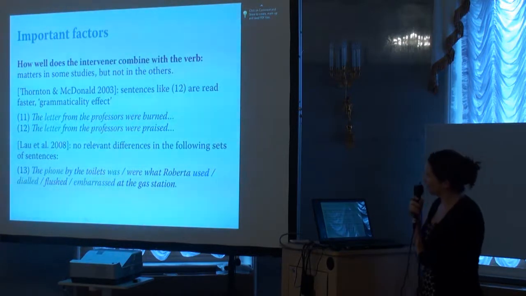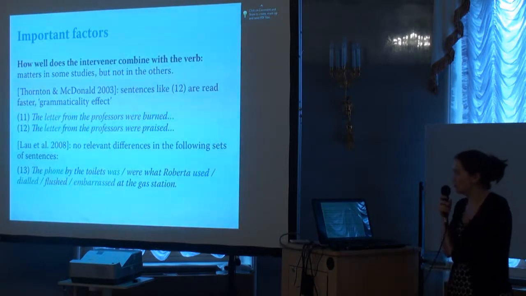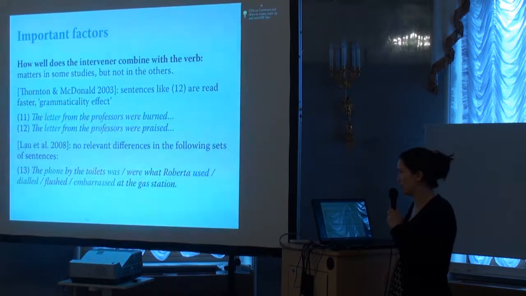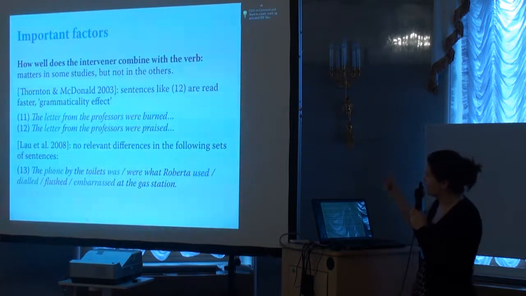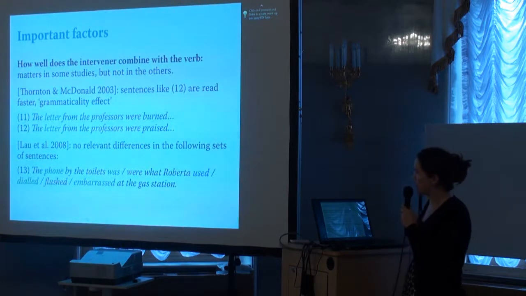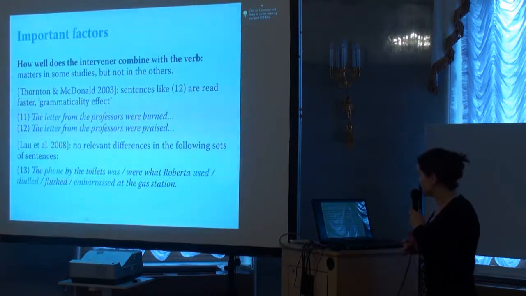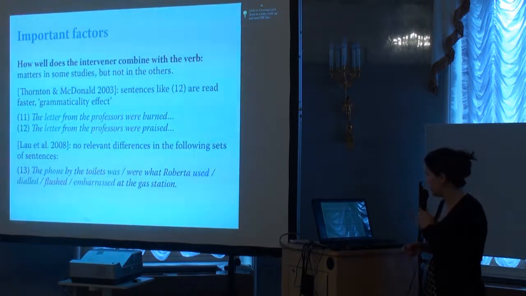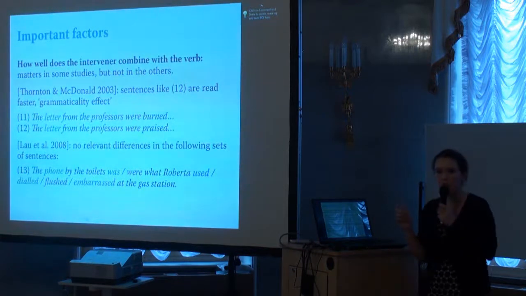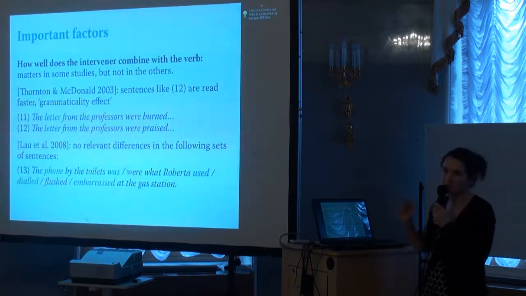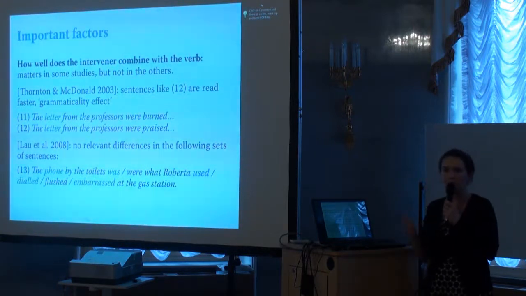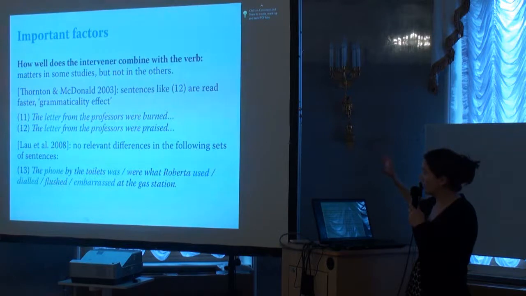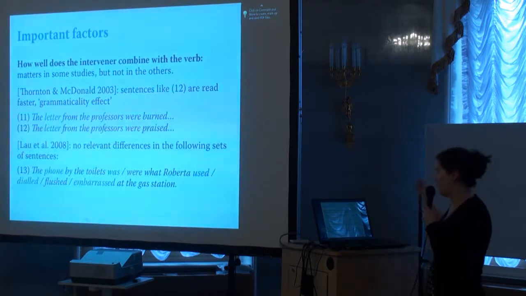However, in some other studies, there were no reliable differences depending on this factor, on how well the verb combines with the potential intervener. So, for example, a study by Eileen Lau and colleagues looked at the following sets of sentences. The phone by the toilets was, or were, with the agreement attraction mistakes, and then they had the verb used that combines well with both the phone and the toilets, dialed, something that combines well only with the phones, flushed, something that combines well only with the toilets, and embarrassed, the verb that doesn't combine with anything in a reasonable way. And they found no reliable differences between these conditions.